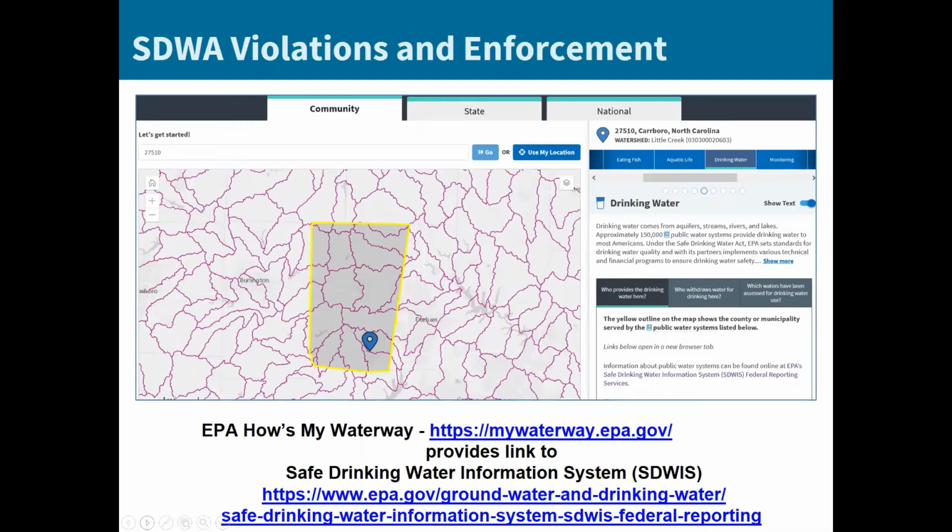Since we first published the Drinking Water Guide, there's now an easier way to find what you need in this system. This chart here shows a screenshot of EPA's new How's My Waterway site and has a section on drinking water. If you go to How's My Waterway and then go to the drinking water section and put in your zip code or city or county, you can come up with the water system that serves you or your community, and then link directly from there to the Safe Drinking Water Information System to find out if there have been violations of any standards.